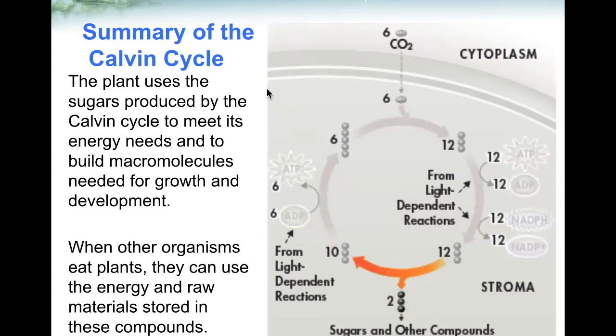The plant uses the sugars produced by the Calvin cycle to meet its high energy needs and to build macromolecules needed for growth and development. When other organisms eat plants, they use the energy and raw materials stored in these compounds.